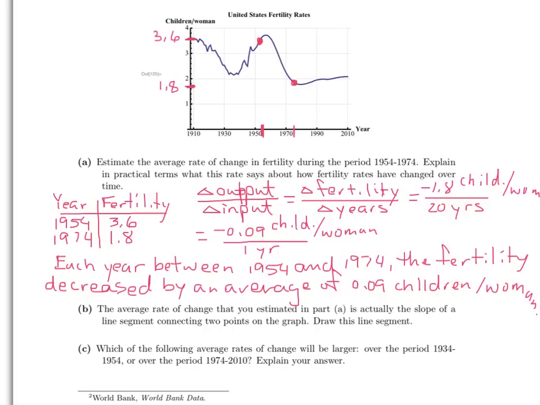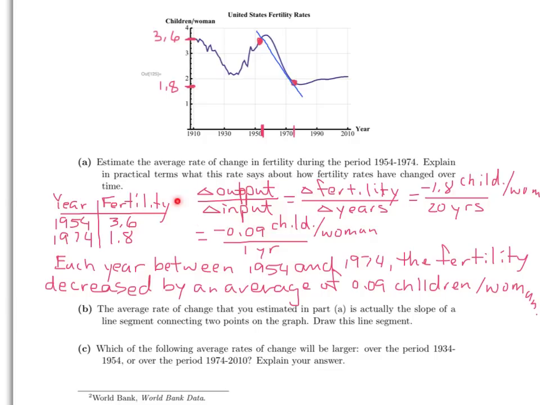If we look at our graph, we were calculating the average rate of change over this time period here, and in order to do this, we used these 2 points on the graph. If I connect these 2 points with a straight line, which I can do, the slope of that line would be calculated in exactly the same way as I calculated the average rate of change. So a very important point needs to be understood here.